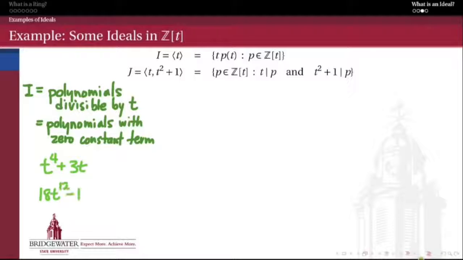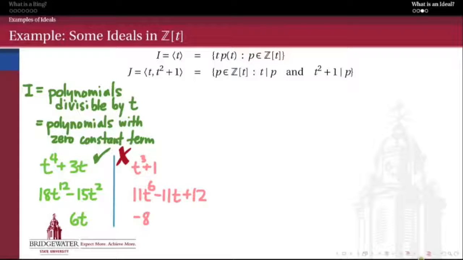So for instance, t to the 4th plus 3t, 18t to the 12th minus 15t squared, 6t, these all belong to I. But things like t to the 3rd plus 1, t to the 6th minus 11t plus 12, negative 8, those don't belong to I. So anything with a non-zero constant term won't belong to I.